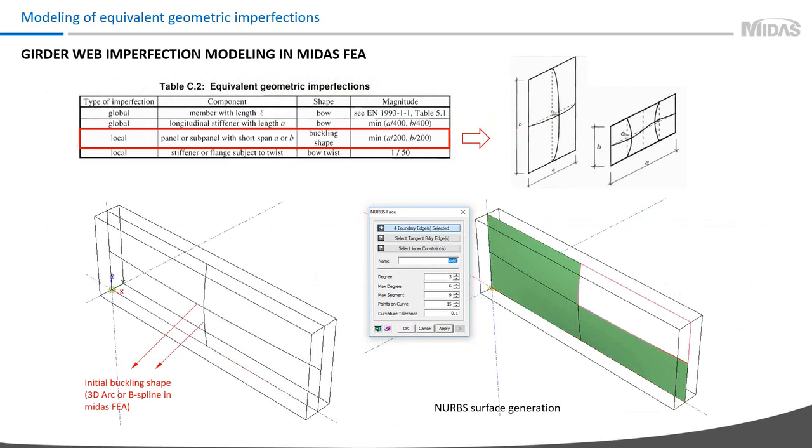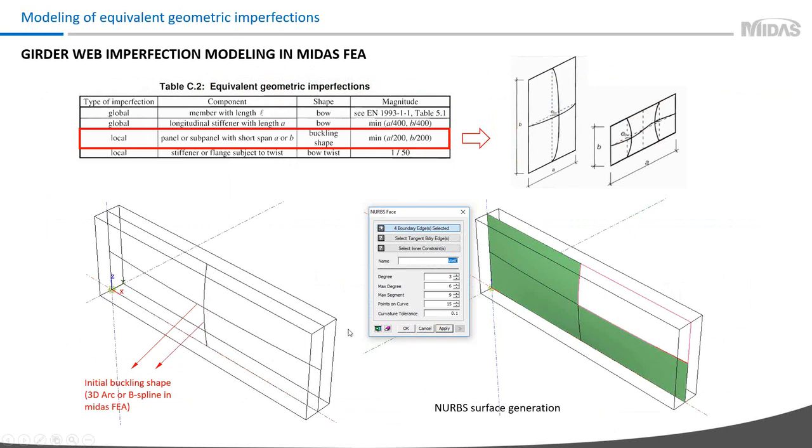Here on this slide, you may see an example of how to apply imperfection in FEA. For example, let's consider a girder web imperfection with a convex form. In Midas FEA, at the middle of a web panel, you have to create a 2D arc or B-spline in a vertical direction with a magnitude according to the Annex table. You can also apply this arc in both directions.